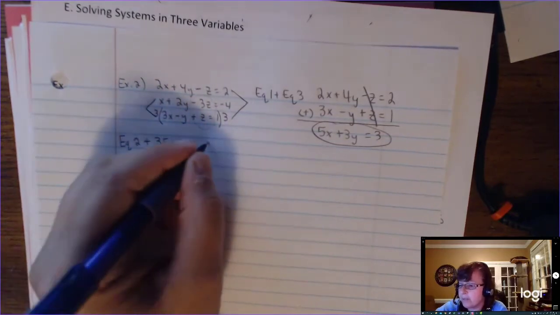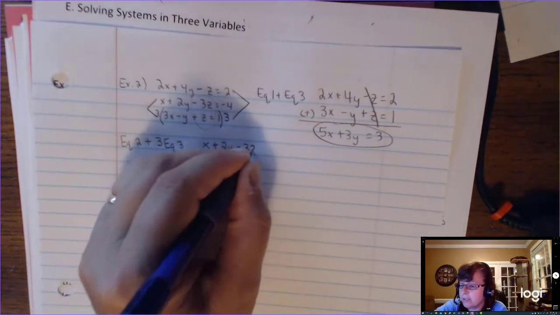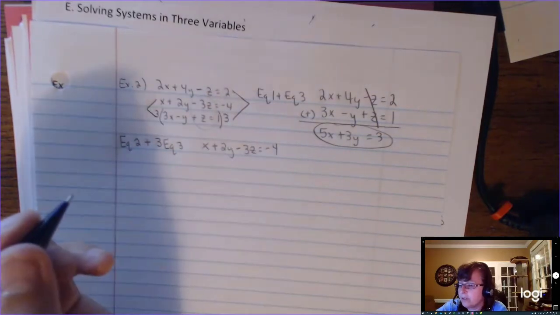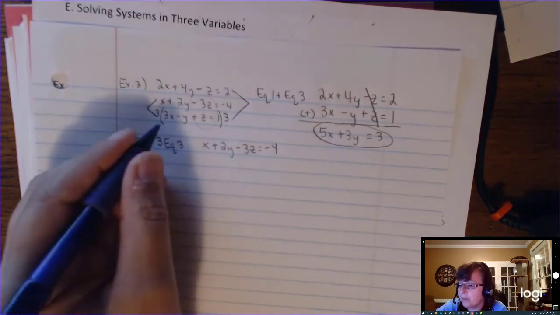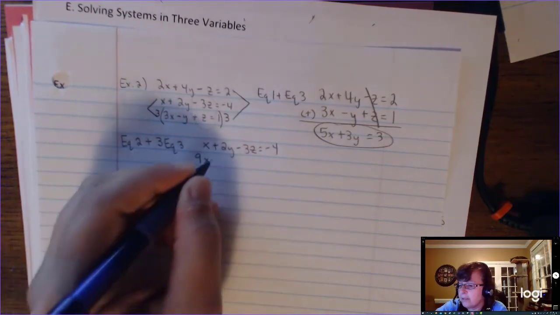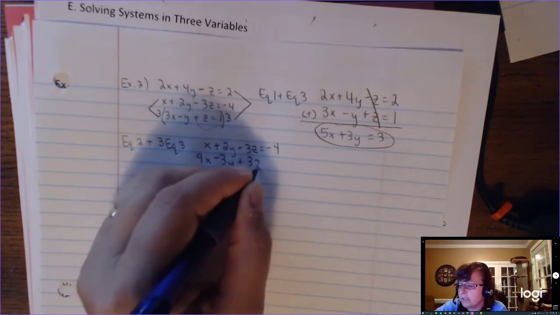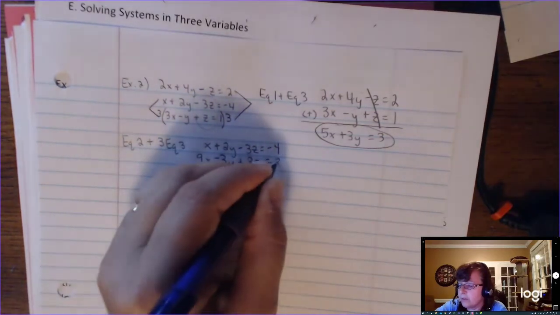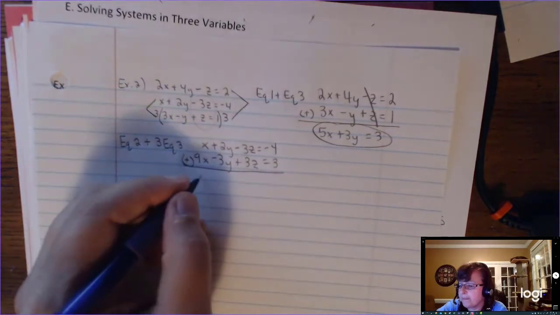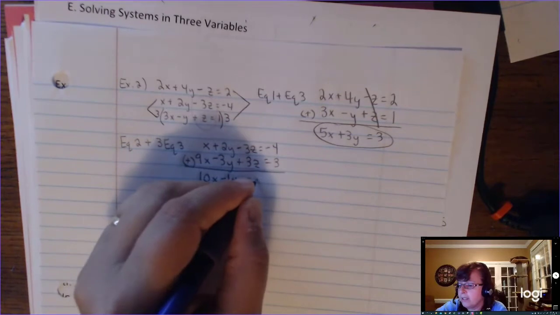So I'm going to copy that down. So x plus 2y minus 3z equals negative 4 is equation 2. And if I multiply equation 3 by 3, I get 9x minus 3y plus 3z is equal to 3. Now I'm going to add them together. That's going to give me 10x minus 1y equals negative 1.